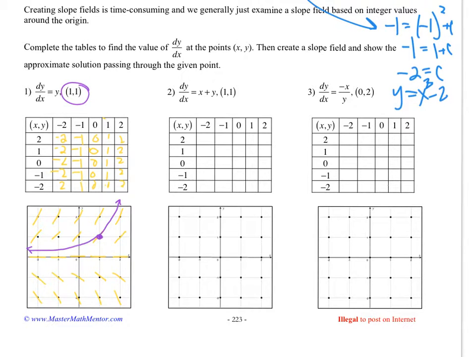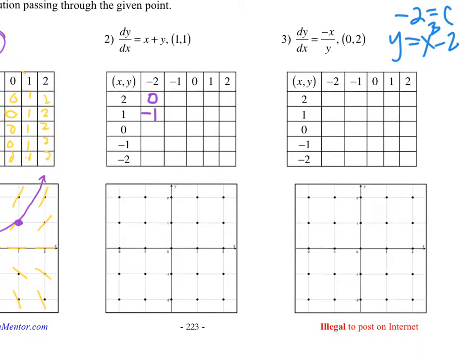Again, let me set up number 2 for you. dy/dx is x plus y, so for all of these slopes, you're adding x and y. So for the point (2, -2), you're adding 2 plus -2 to get a slope of 0. For the point (1, -2), you're adding 1 plus -2 to get a slope of -1, and so on and so forth. So that means that at (2, -2), I have a slope of 0. At (1, -1), I have a slope of -1. At (0, -2), I have a slope of -2.